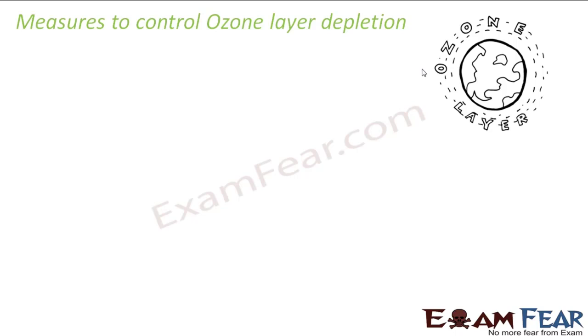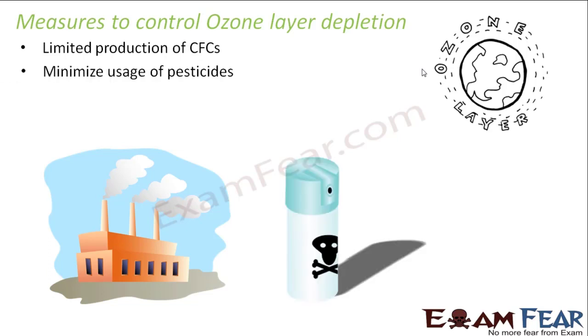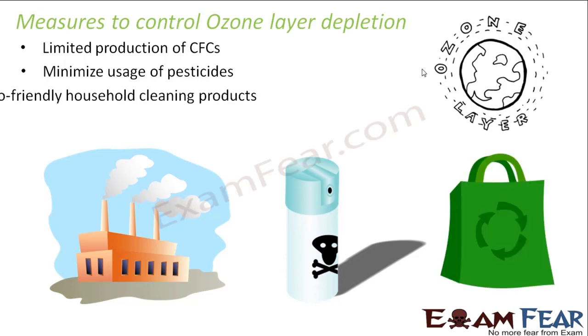So now when we know that there are so many harmful effects of the ozone layer being depleted, what should we do to control this depletion? First is limited production of CFCs, that is chlorofluorocarbons. If possible, we should ban the production of chlorofluorocarbons, because they are the ones who produce chlorine in a large amount, and one chlorine can kill so many molecules of ozone, right? Next is minimize the usage of pesticides, because even pesticides prove to be harmful to the existence of the ozone layer.